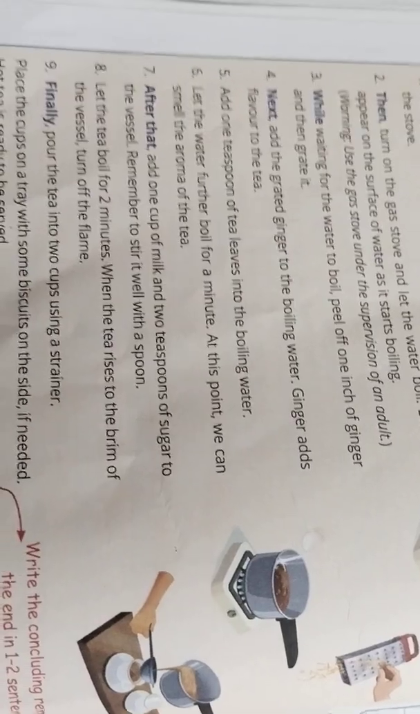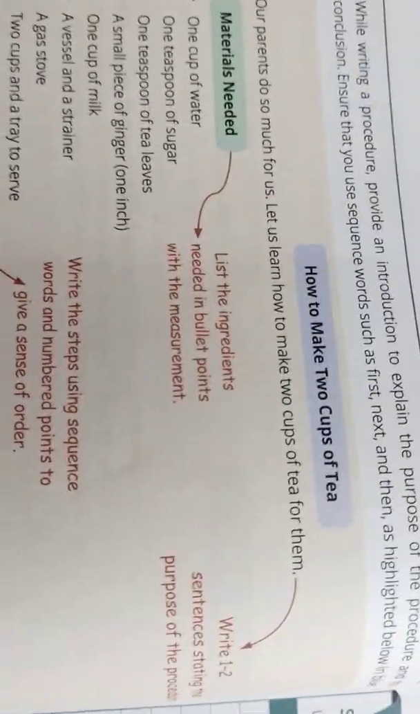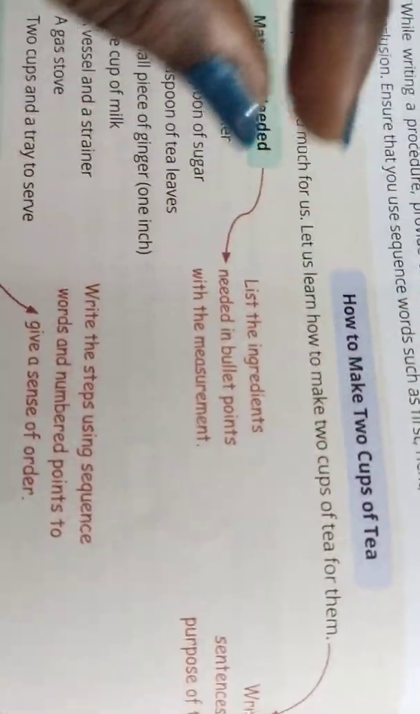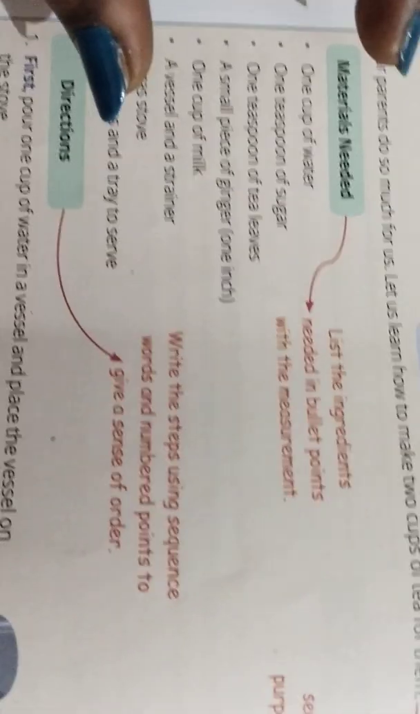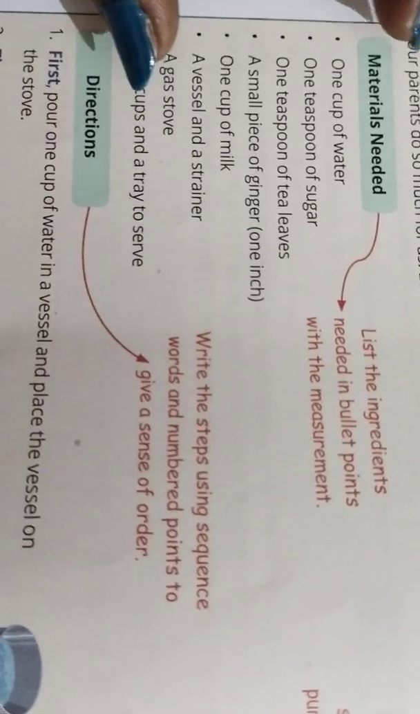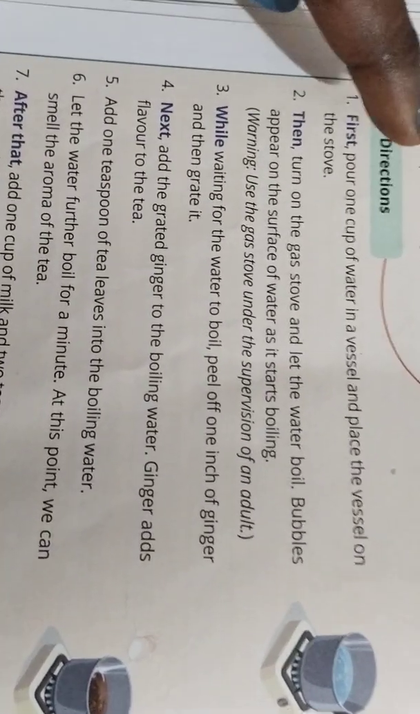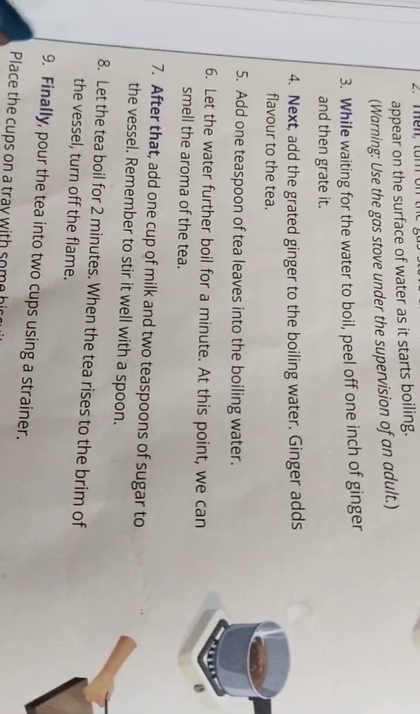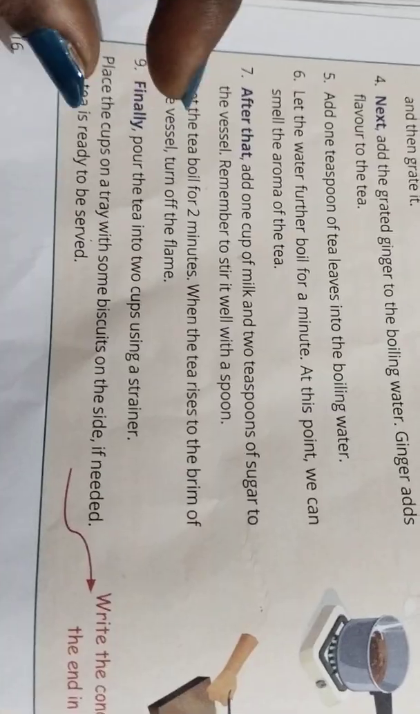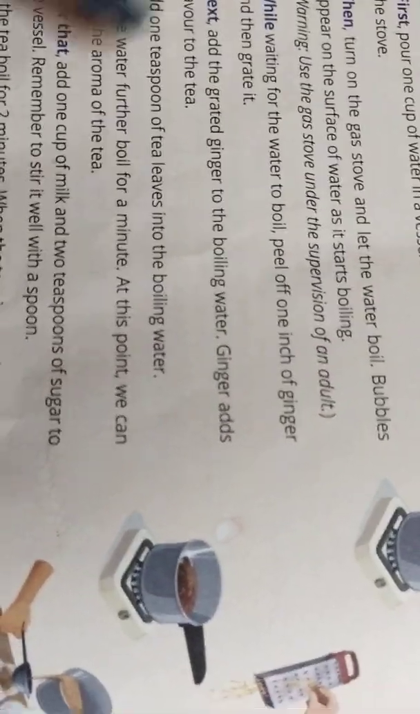Tasty biryani was ready. So here, same like that, you have to give the heading and some introduction, and the materials needed with the measurements, and how to make it in sequence order, like first, then, while, next, after that, finally, like that you have written. So after making this, you have to give the conclusion for that. So this is the procedure of writing, procedural writing.